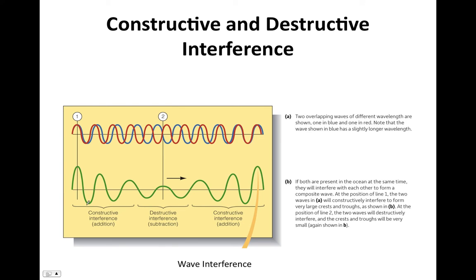This is constructive interference. Here at location 2, you see the waves are not lined up. They're said to be out of phase, where the crest of one wave is lining up with the trough of another, so they are, in a sense, canceling each other out. They're destructively interfering, producing a reduced wave. Now over here, they're in phase again, constructively interfering.